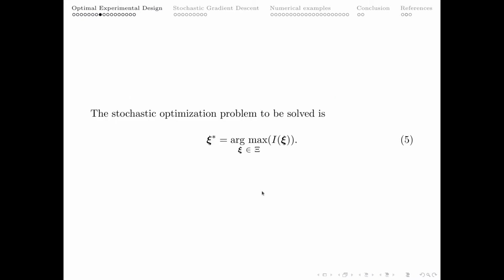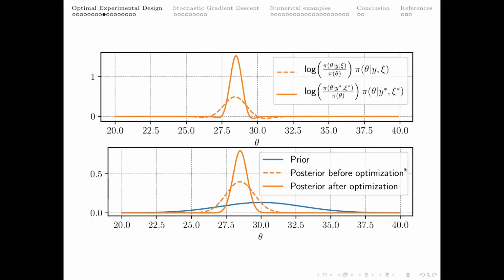So the optimization problem that we are trying to solve is one of finding this psi star here that maximizes the expected information gain from a design space, big psi here. Also here I am presenting you the integrand of the Kullback-Leibler divergence. When we use some psi star, we can see that we have a larger integral under the solid line, and as a consequence we have a much more concentrated posterior here on the bottom plot.